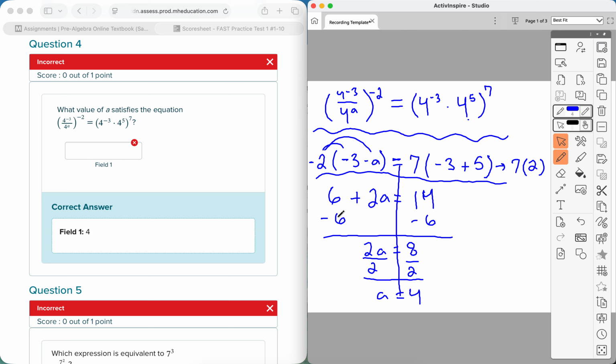Doing it that way, you have to remember that dividing like bases, you subtract. Division is subtraction. Multiplication, you add. And then an exponent outside parentheses gets multiplied. If you can remember those 3 things, then you can rewrite these intimidating looking equations in really easy ways.